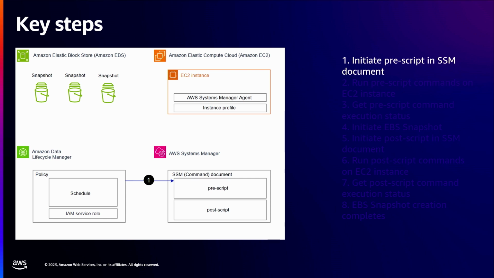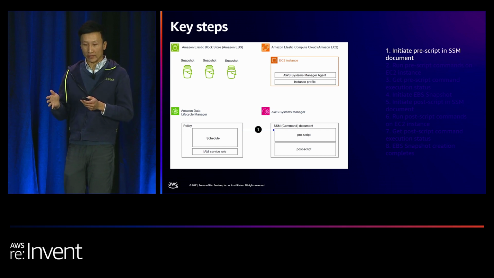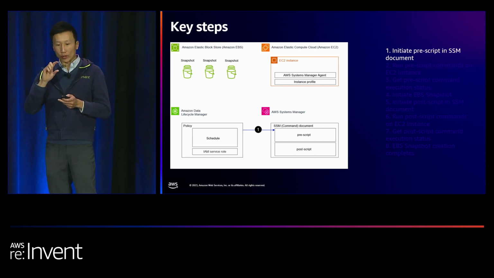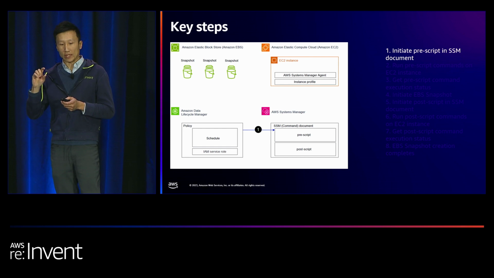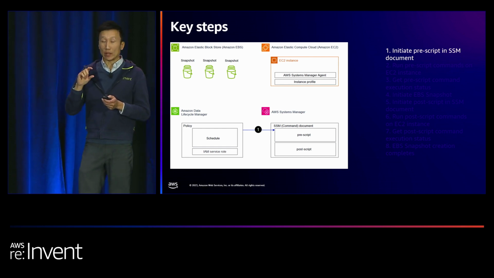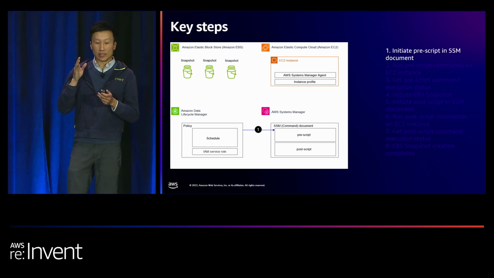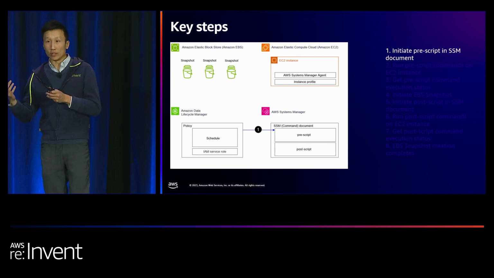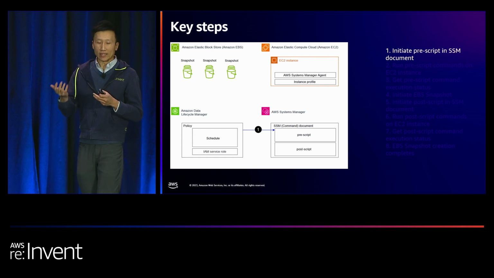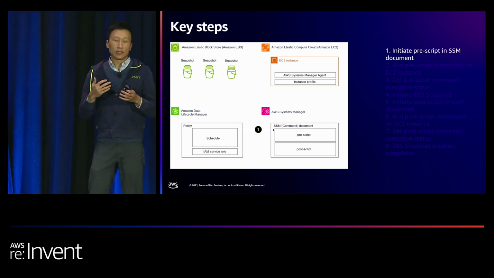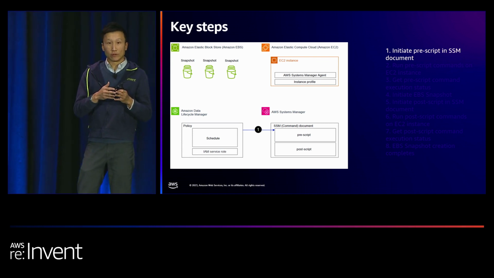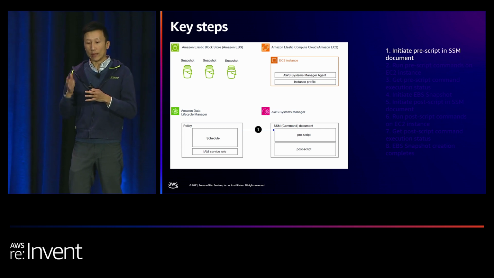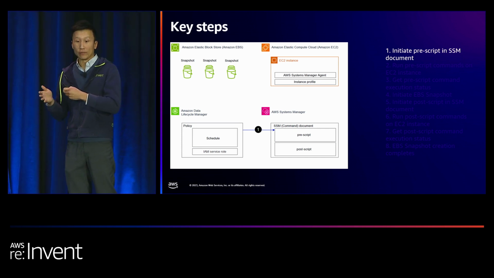So the first thing that happens is that when the policy is scheduled to create the snapshot at a specific time, it's going to initiate the prescript portion of the Systems Manager document. And what we mean by the prescript portion is that it's the list of commands that will be run on the EC2 instance before the snapshot is initiated. So if you're running a self-managed database, that's sort of like flushing I/O from memory to disk, and then temporarily pausing any new I/Os from happening.